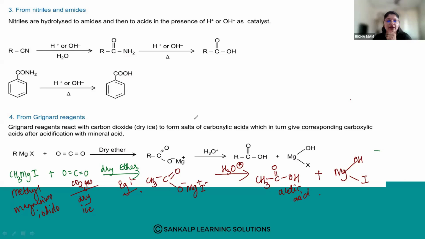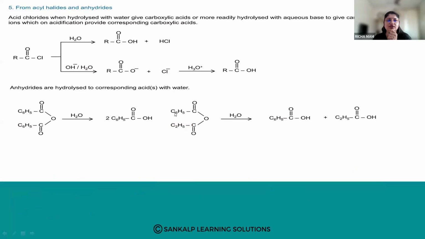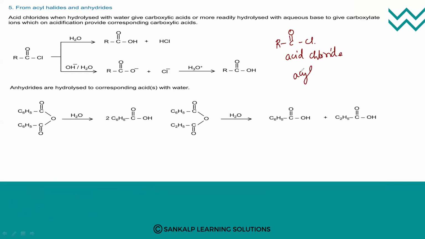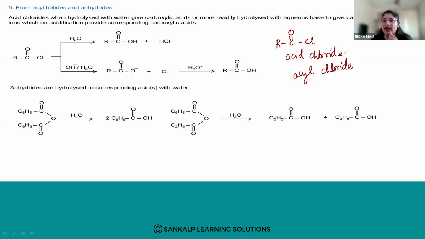So we have seen four preparations. Next is from acyl halides and anhydrides. What is an acyl halide? RC double bond O Cl. This is your acid chloride, or it is called acyl chloride.